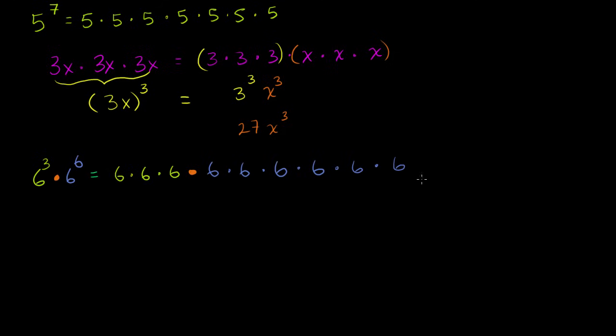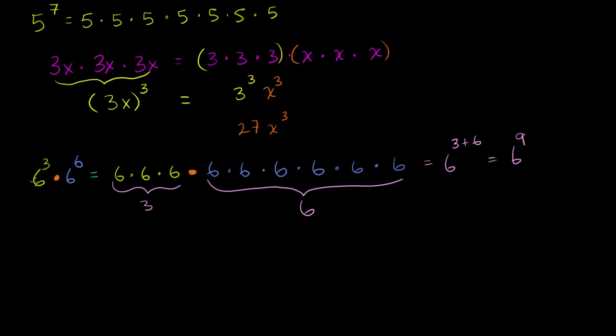So what is this whole number going to be? Well, in this whole thing, we're multiplying 6 times itself how many times? 1, 2, 3, 4, 5, 6, 7, 8, 9 times, right? 3 times here, and then another 6 times here. So we're multiplying 6 times itself 9 times. 3 plus 6. So this is equal to 6 to the 3 plus 6th power, or 6 to the 9th power. And just like that, we've stumbled on another exponent property.